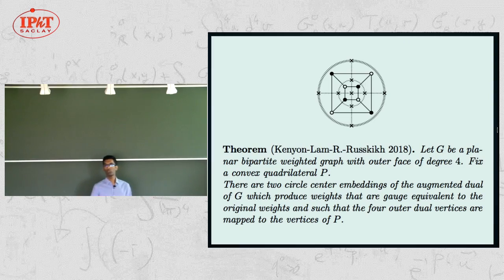So to go down to just a finite number of them, what I need to do is to prescribe certain boundary conditions. So what boundary conditions am I going to prescribe? I fix some convex quadrilateral P in the plane, and I require that my 4 outer dual vertices are sent to the vertices of that convex quadrilateral P. And then once I fix the position of these 4 outer dual vertices, there are only 2 embeddings of the geograph, which will give you some circle centers which will produce gauge equivalent weights to your original dimer edge weights.